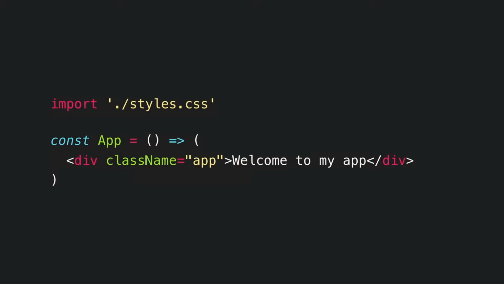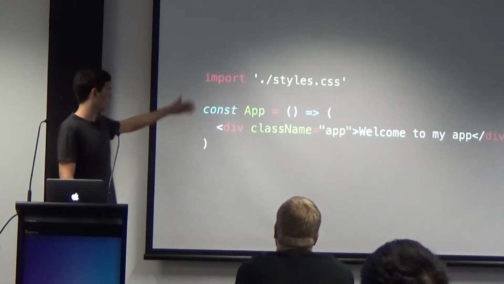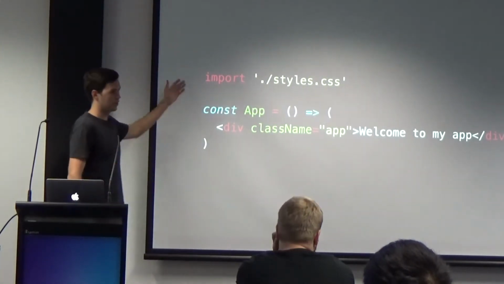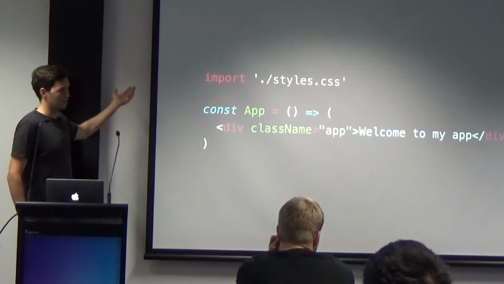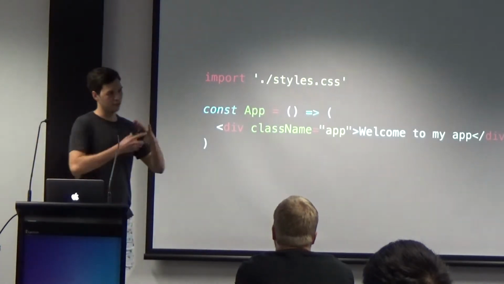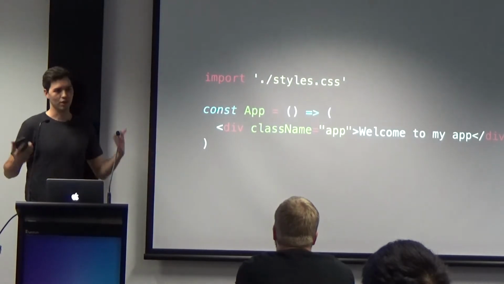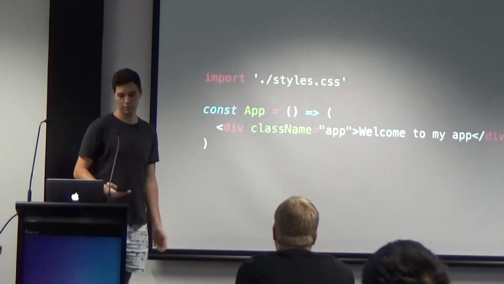So this is how you would do it the way before styled components. You import your styles. You have a class name on your div. You would add somewhere in your styles, .app, and then you would write your styles for your app. You add a font size, a font family, that kind of stuff.